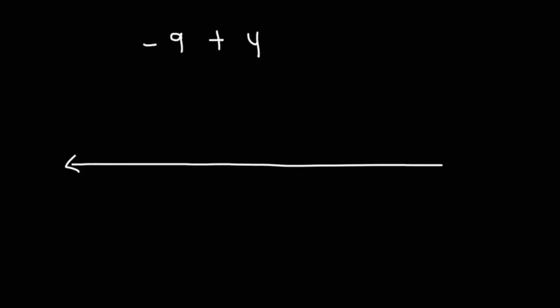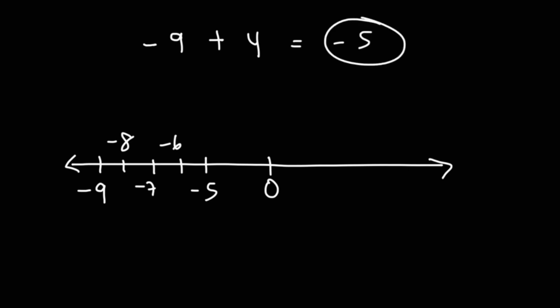Now, what about this example? What is negative 9 plus 4? Go ahead and try that. So negative 9 is somewhere to the left of 0, and we're adding 4 to negative 9. So we're going to travel 4 units to the right. 1, 2, 3, 4. So this is negative 8, negative 7, negative 6, negative 5. So negative 9 plus 4 is equal to negative 5.